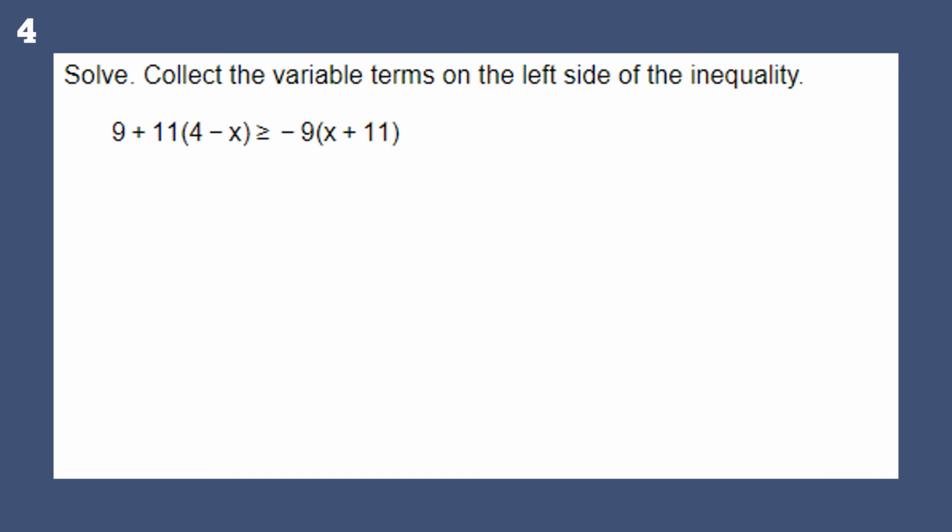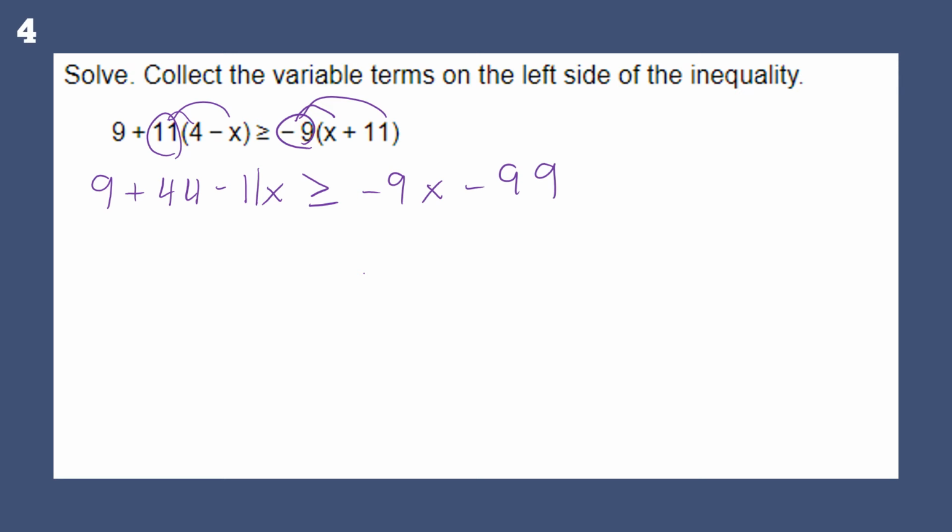We're going to try this inequality. This is a bit of a bigger one, but all the pieces are there. The first thing we notice is we have parentheses, so we're going to get rid of the parentheses by distributing. I'm going to clean it up on both sides by distributing. So that's going to leave me with 9 plus 44 minus 11x is greater than or equal to negative 9x minus 99. Now, it wants us to collect all our variables, and the question tells us to put them on the left side.